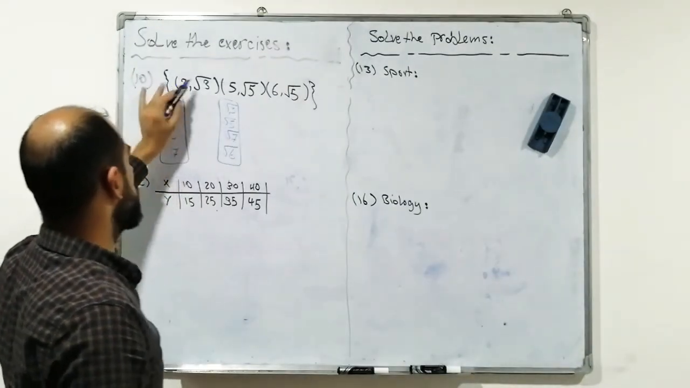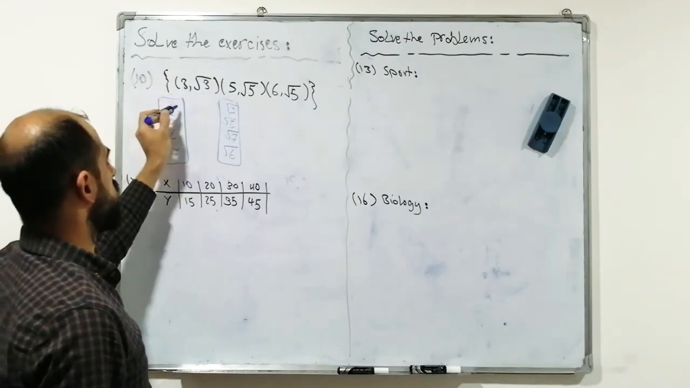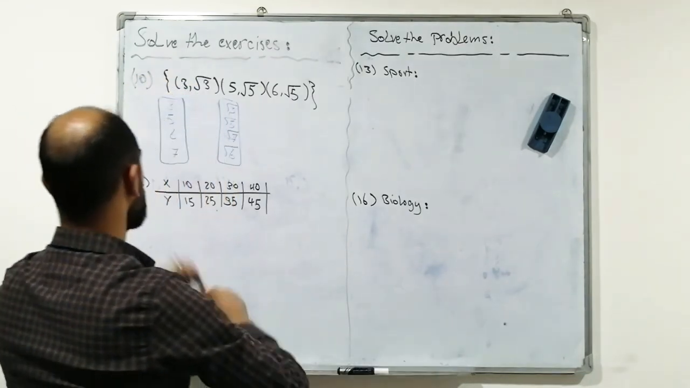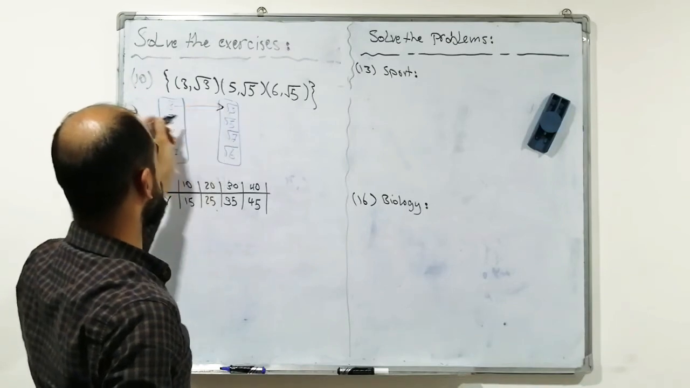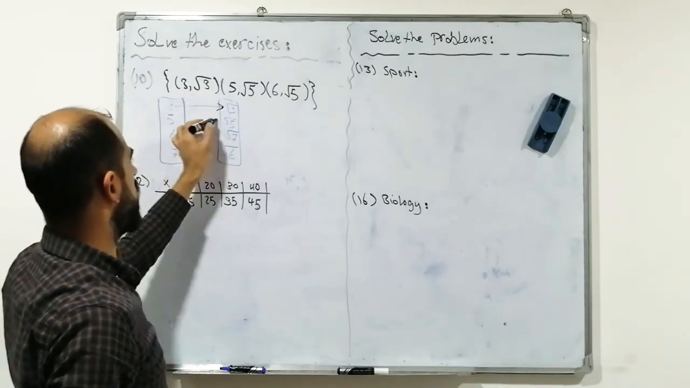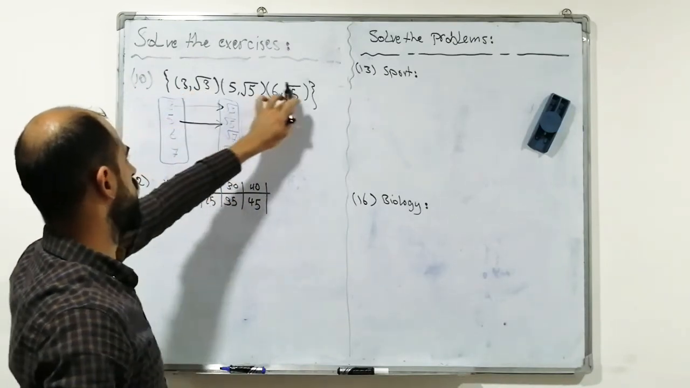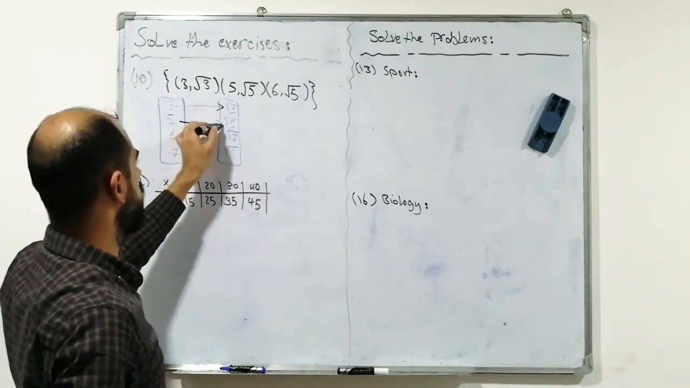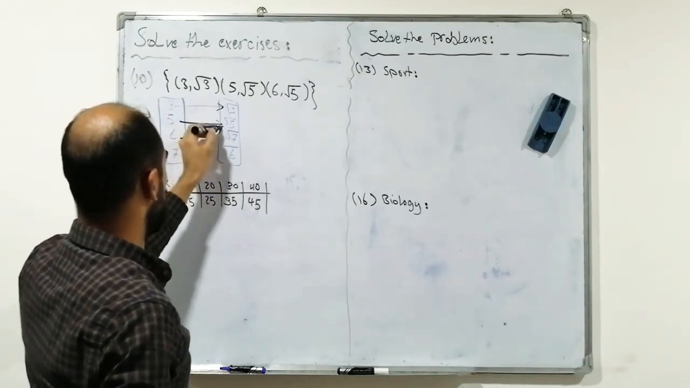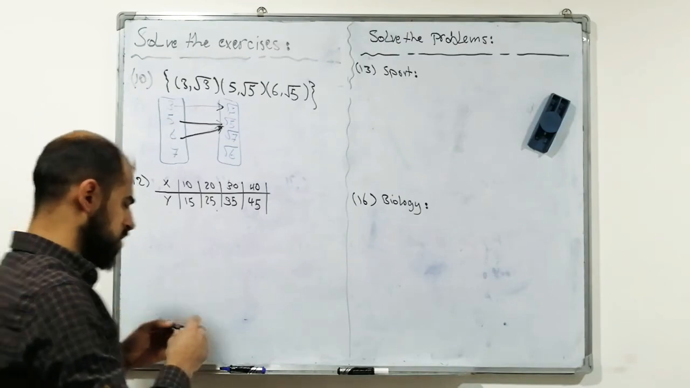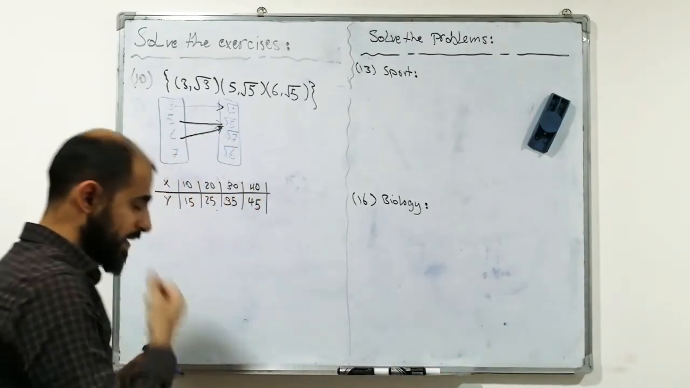The relation: 3 will be related with square root of 3, and 5 with square root of 5, and 6 with square root of 5. Is the relation a function or not?